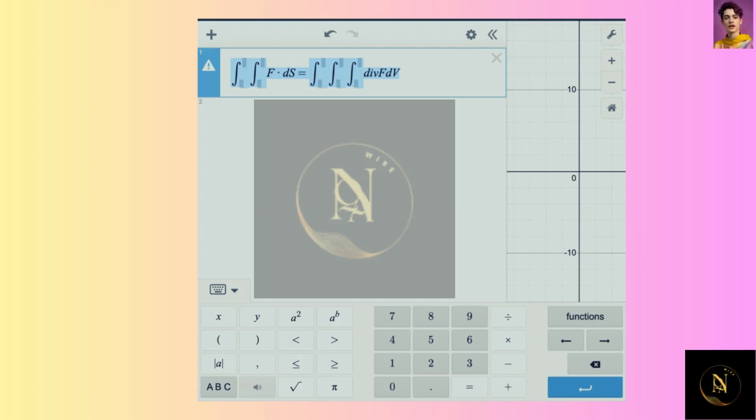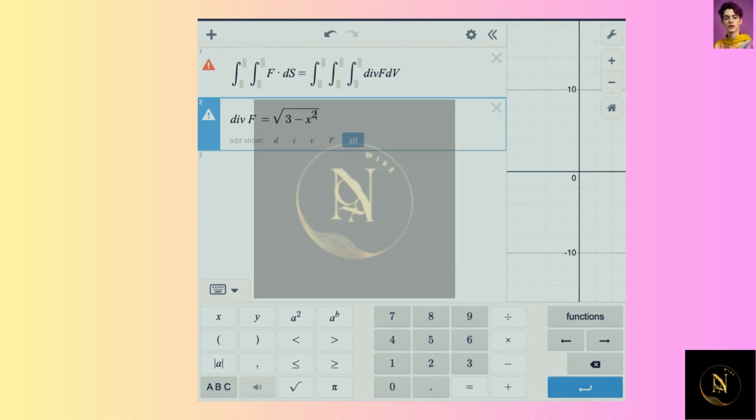So we know that the divergence of f is going to be the partial derivative of p with respect to x, plus the partial derivative of q with respect to y, plus the partial derivative of r with respect to z. So what we end up getting as the divergence of f is going to be equal to the square root of 3 minus x squared. So with that in mind, we can take this portion right here and replace it with this.